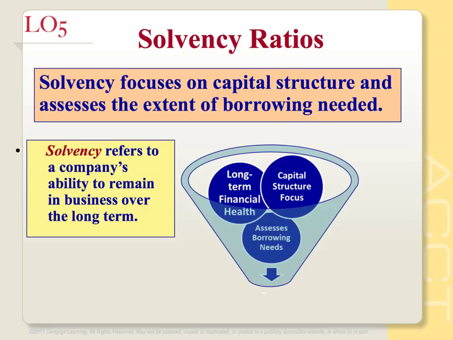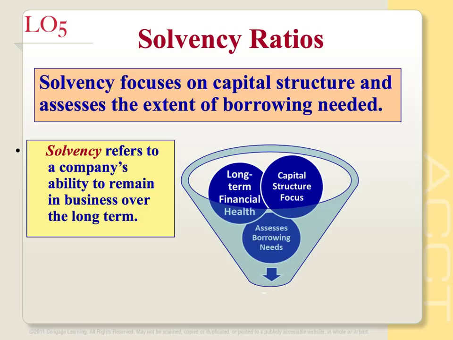So solvency refers to the company's ability to remain in business over the long term. So kind of like that going concern clause that we talked about. Solvency is related to liquidity but differs with respect to the time frame. Liquidity often means the ability to pay the short-term debt, in other words, your short-term bills, where solvency measures the ability to stay financially healthy over the long run. Solvency focuses on capital structure and assesses the extent of borrowing needed. Capital structure refers to the relationship between debt and stockholders' equity.